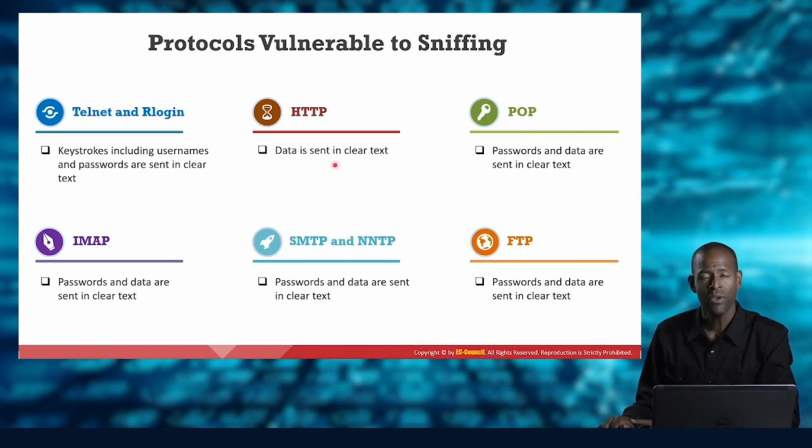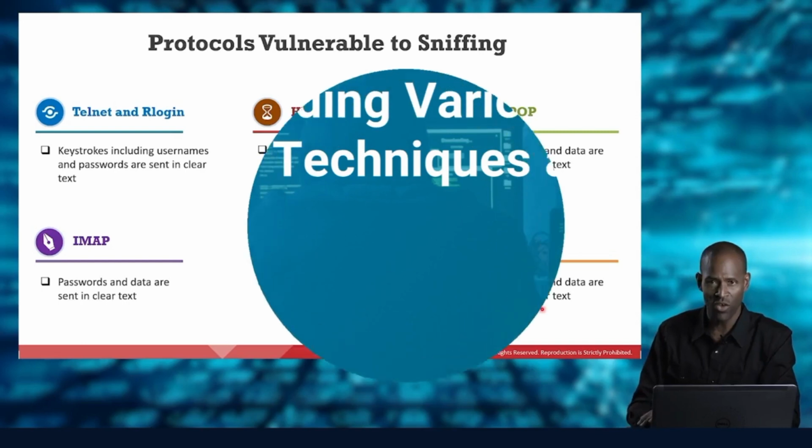Also HTTP. We're used to using HTTPS. HTTPS is encrypted. HTTP is not. And so anything done with HTTP can be sniffed and looked at. POP for email, IMAP for email, SMTP or NNTP. These are used for network management and time management. Clear text, right? FTP, which is ports 20 and 21. It's like a file server online, and it all can be read in clear text because the protocols themselves are vulnerable to sniffing.